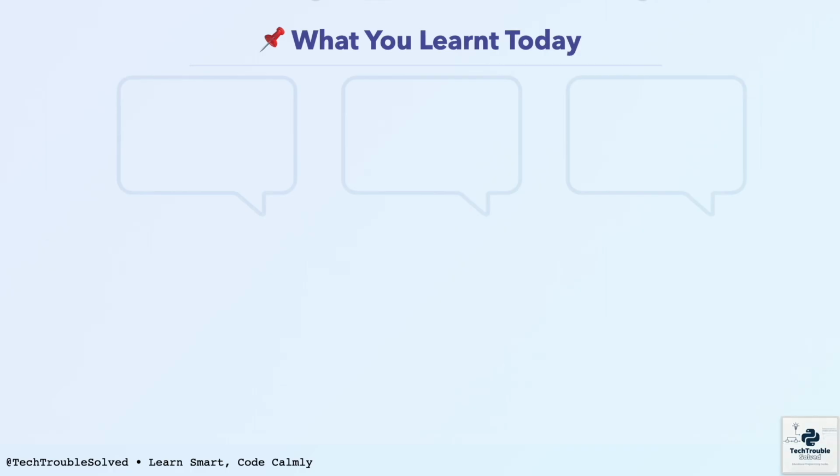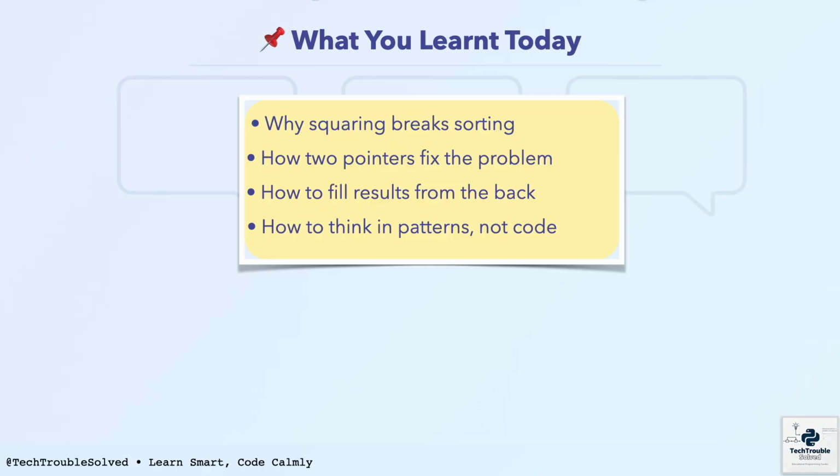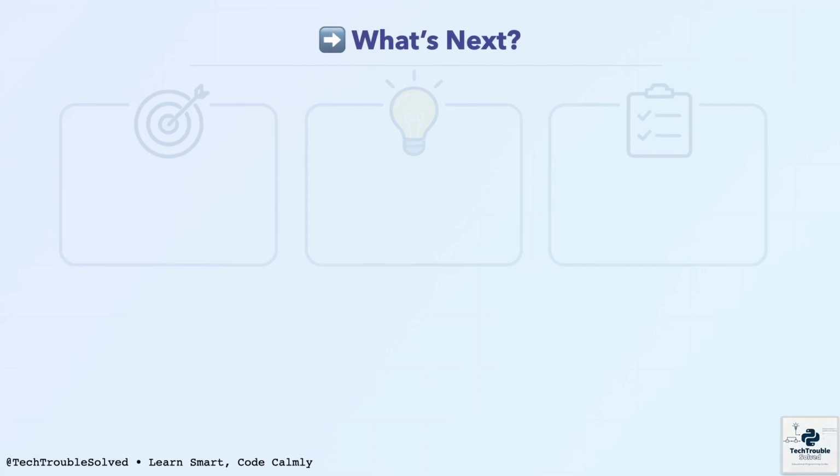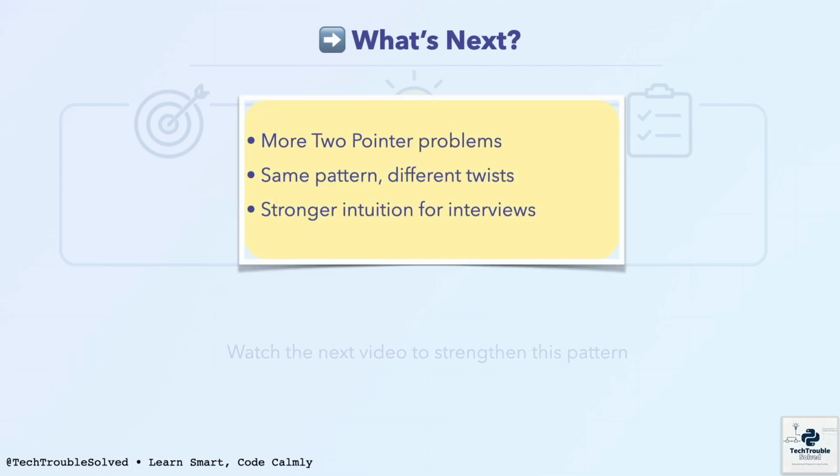Let's pause and reflect on what we actually learned. First, why squaring a sorted array breaks the order. Second, how comparing only the two ends fixes that problem. And most importantly, how to think in patterns instead of memorizing code. In the next video, we will solve another problem using the same two-pointer pattern. Different problem, same way of thinking.